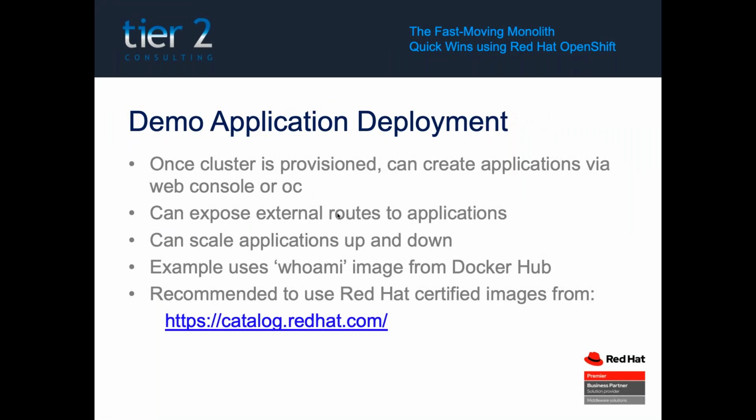And then finally, just to round off the demo, I'm going to show you a quick application deployment in our brand new cluster. So we can go ahead and create applications either via the web console or through OC, expose external routes to those applications, scale them up and down. And in our example, we're just using a Who Am I image, a very simple app from Docker Hub. Of course, using Docker Hub images, that's absolutely fine.